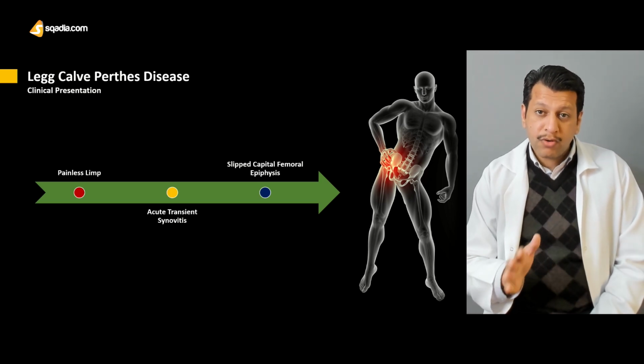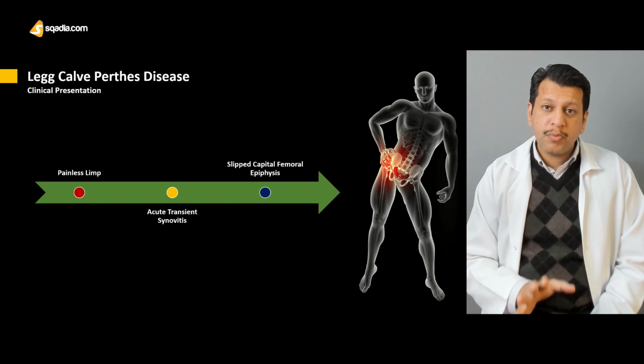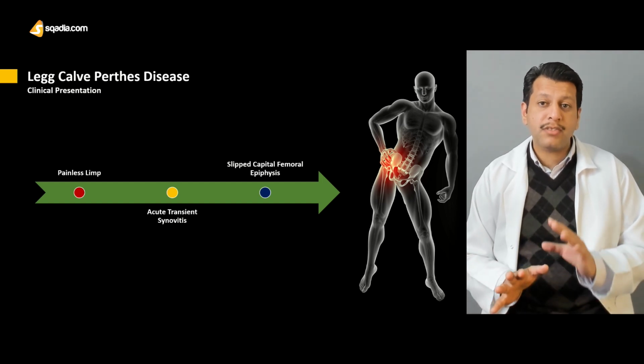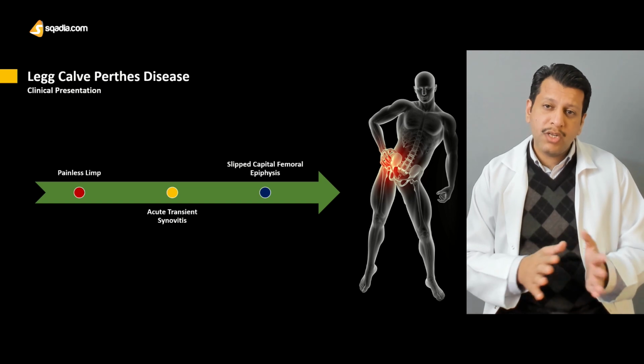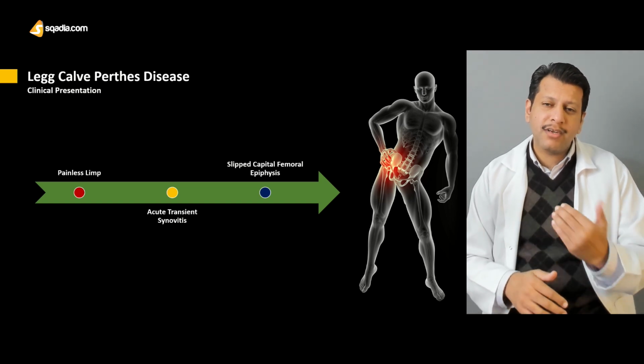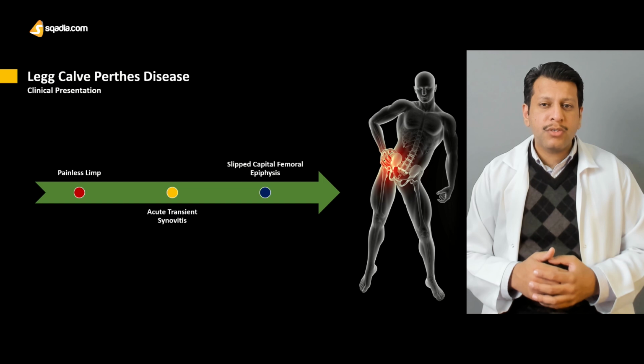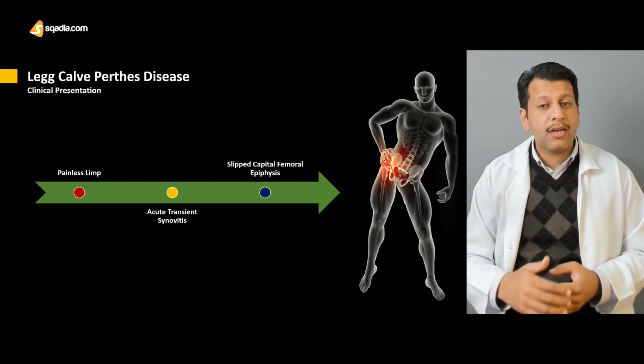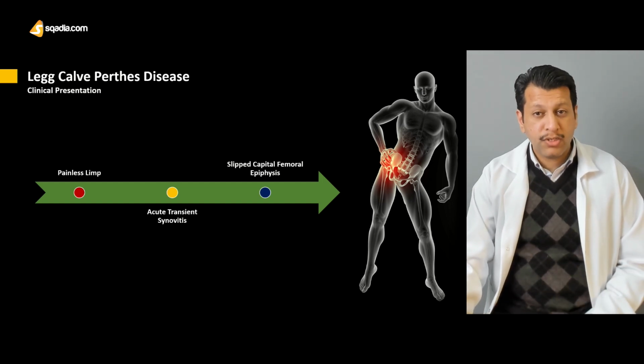But if a 12-year-old child comes with a limp, the first thing should be slipped capital femoral epiphysis, SCFE. Because usually the age is 4 to 8, but rarely the patients with LCPD can present late as well, as late as 20 or 25 years of age.